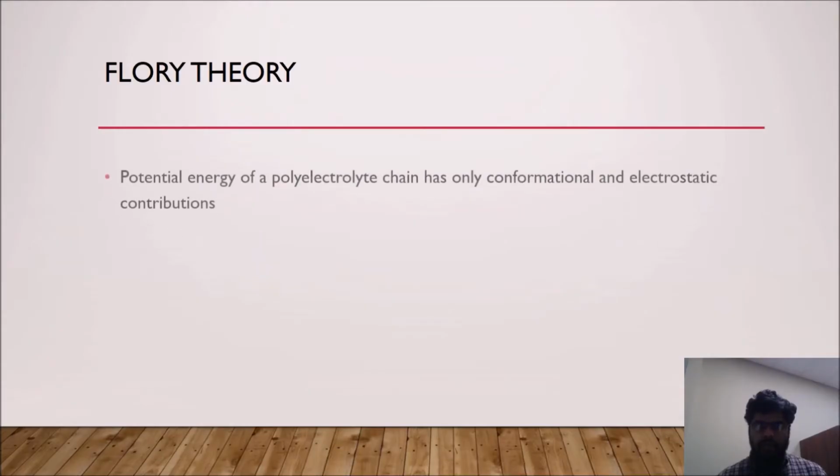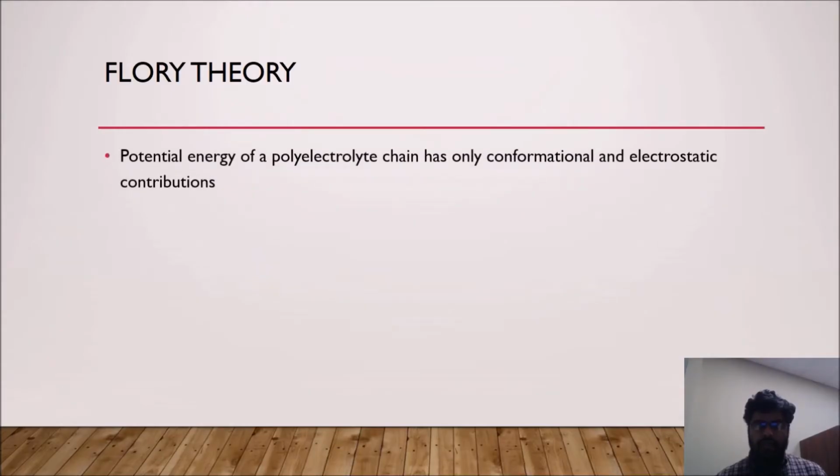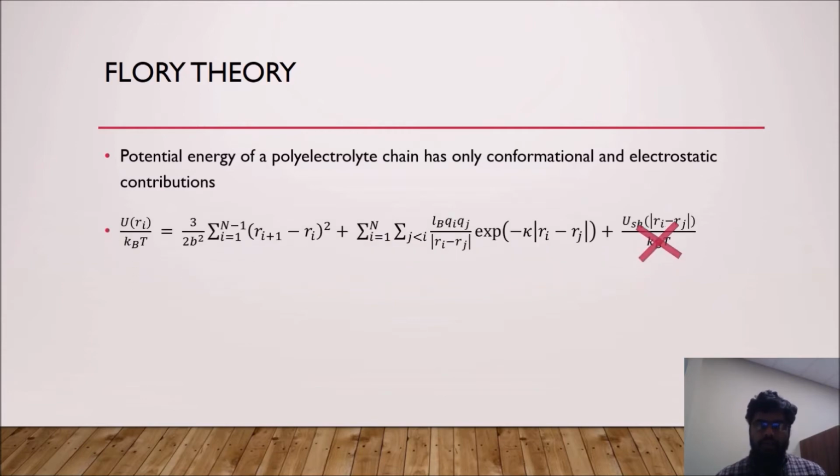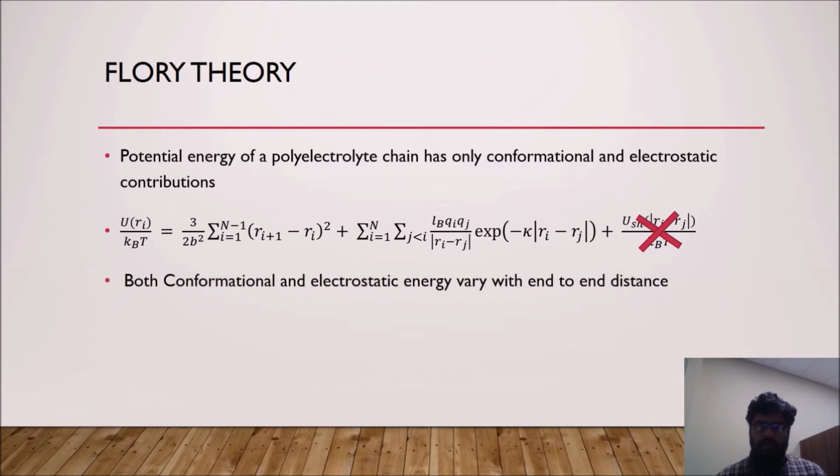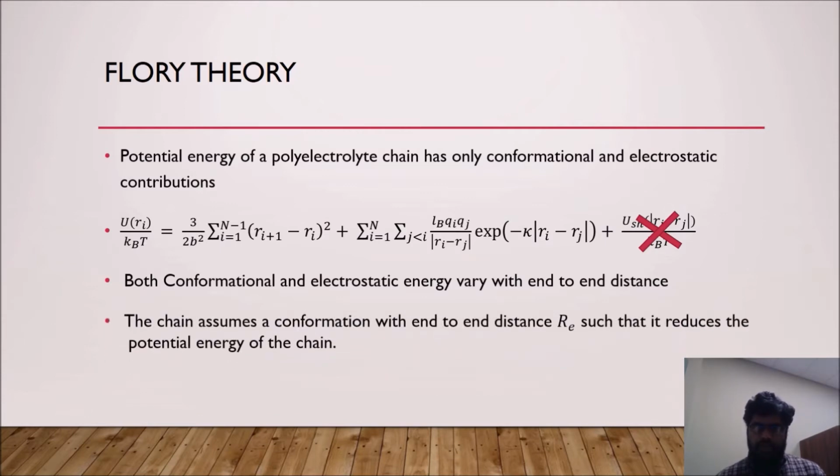In Flory theory, the conformational and electrostatic energy primarily contribute to the system's potential energy. The short-range interactions between monomers are neglected. Both conformational and electrostatic energy vary with end-to-end distance. The conformational energy increases with increase in end-to-end distance, whereas electrostatic energy decreases with increase in end-to-end distance. Any system will try to reduce its potential energy. Therefore, the chain will take a conformation with end-to-end distance Re such that it reduces the potential energy of the chain.